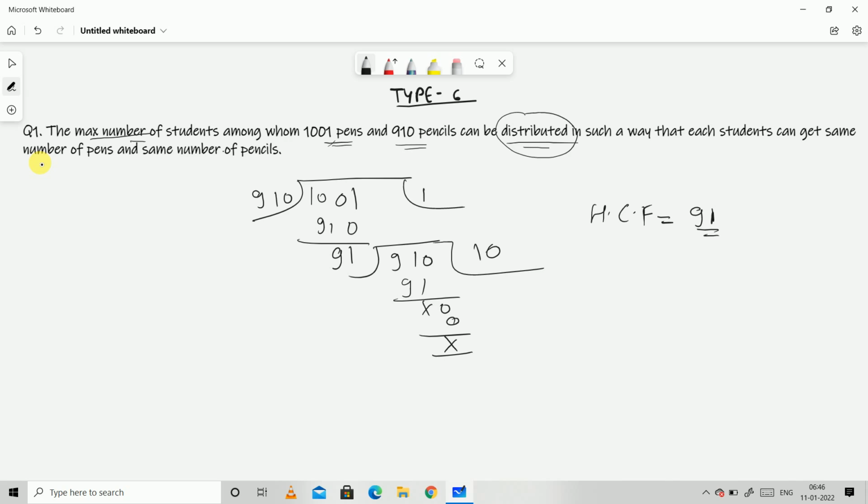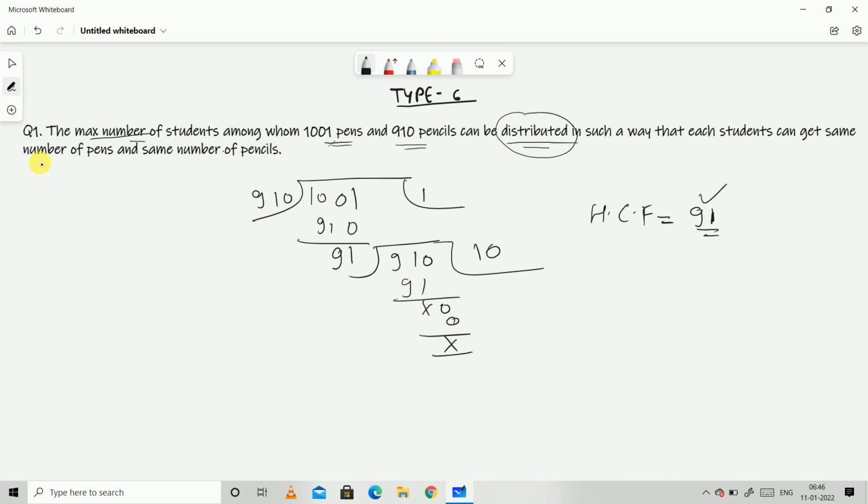Therefore the max number of students among whom I can distribute these many pens and pencils is 91. 91 is the max number of students among whom I can distribute 1001 pens and 910 pencils, such that they will get the same number of pens and the same number of pencils.